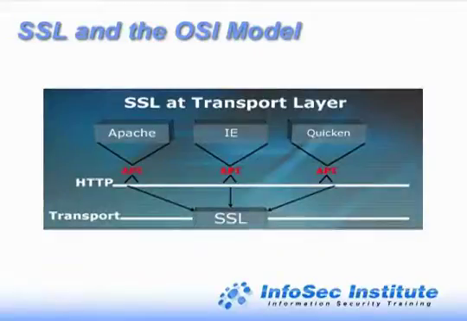Okay, SSL in the OSI model. There's SSL at the transport layer. You have your specific application. It goes into the protocol. Once the protocol has enveloped all the application layer, then again it goes to the transport. So you're looking at application, presentation, and then transport.